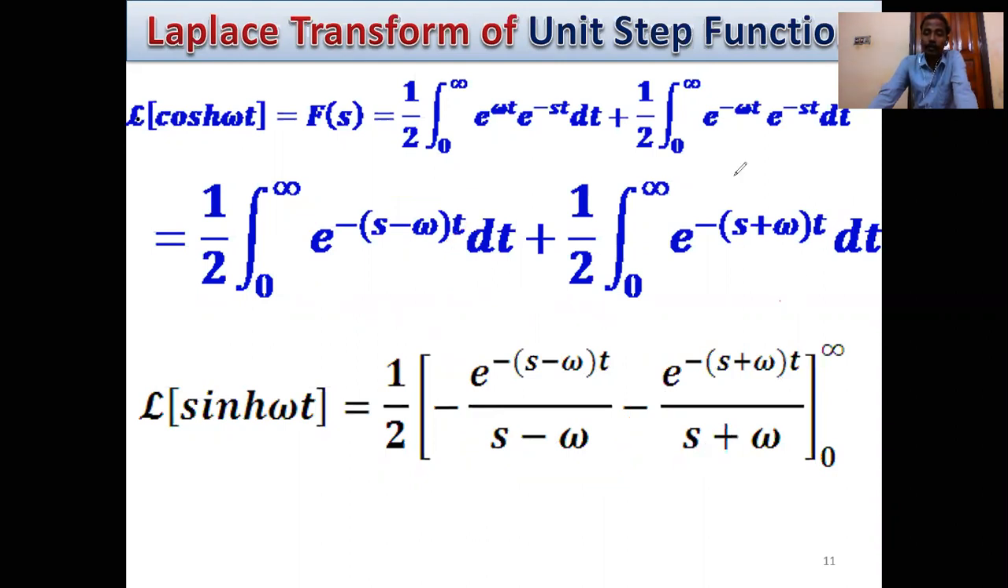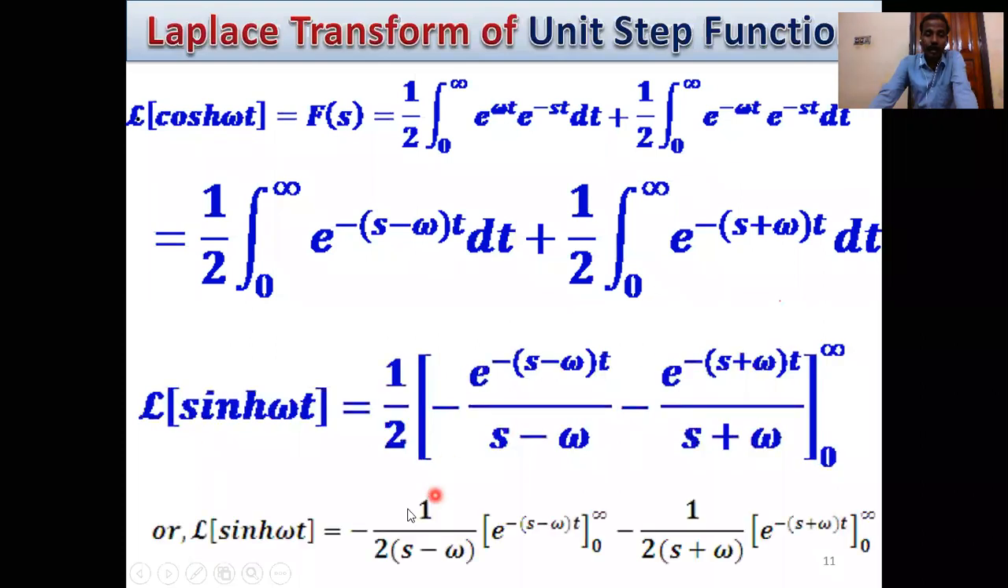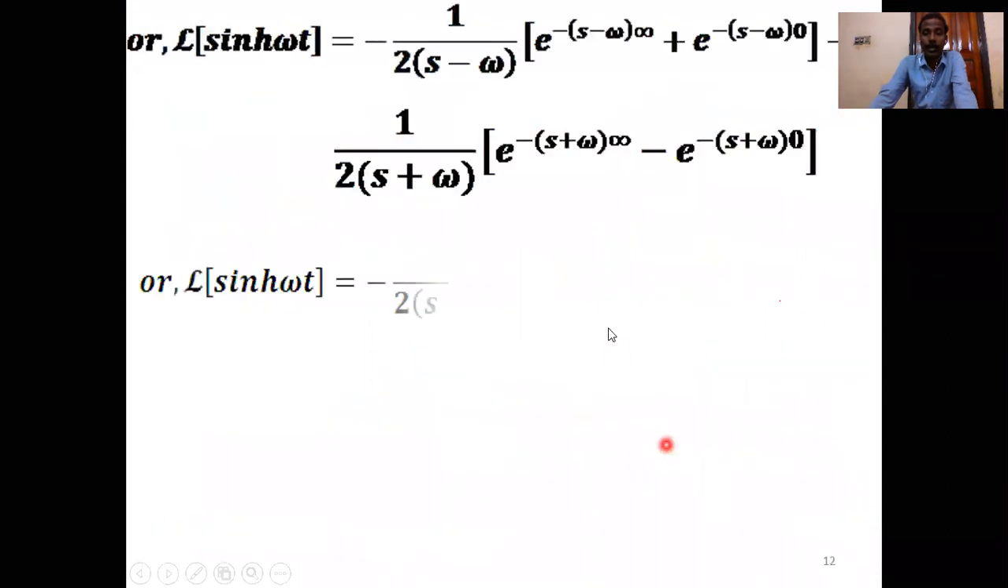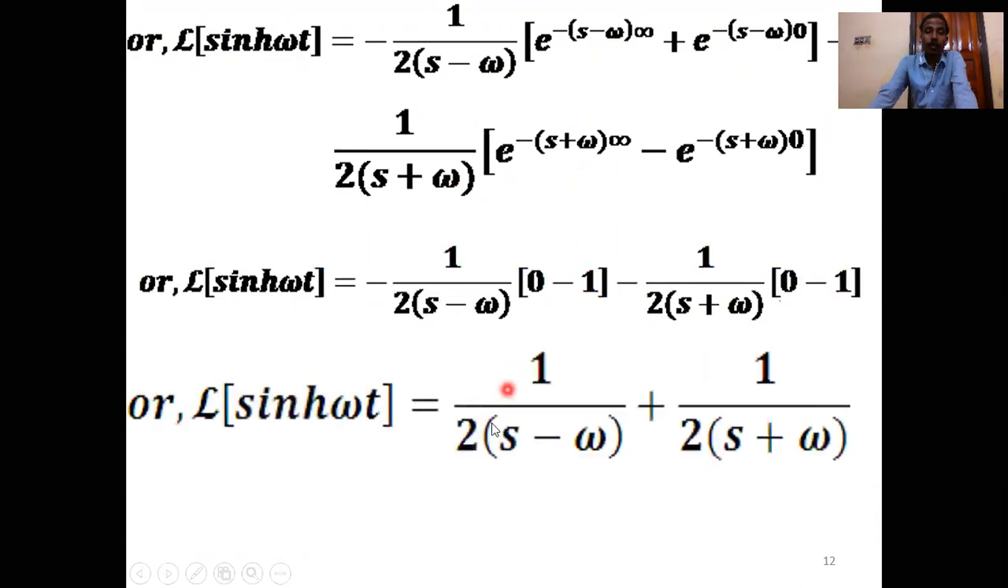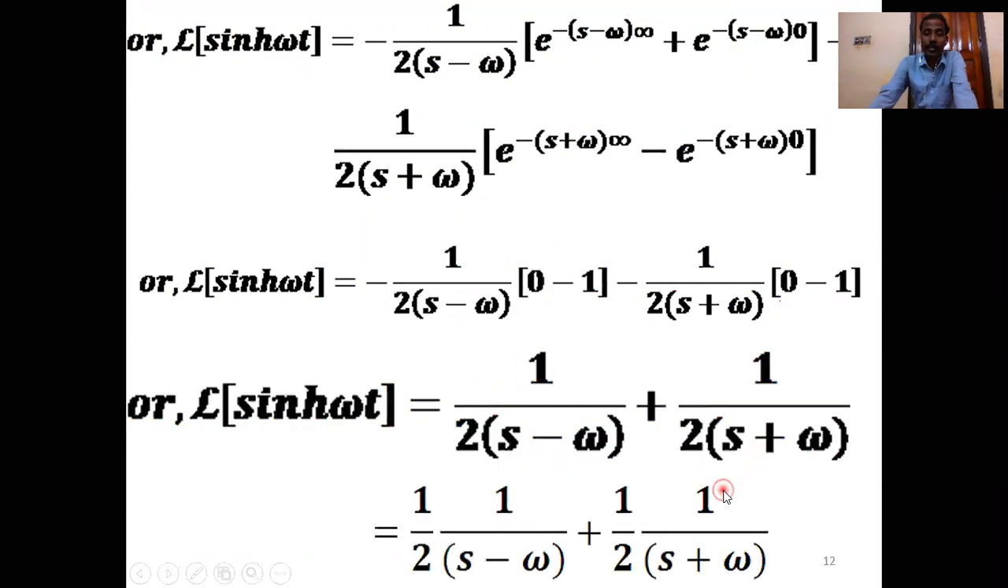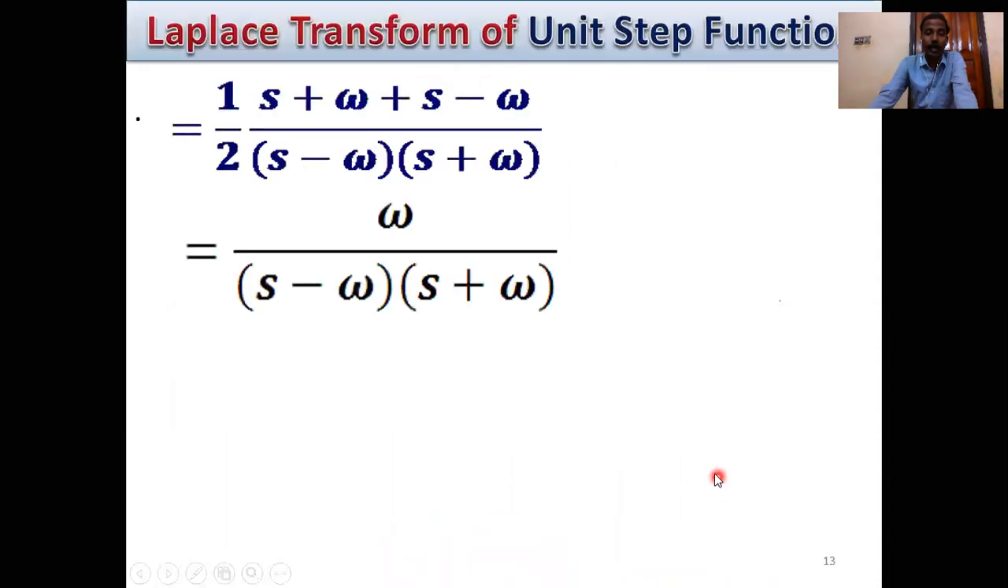And we get, this is the common factor, minus 1 by 2 into s minus omega, and then put t equals to infinity and t equals to 0. Second case also t equals to infinity and t equals to 0. And we get, this is the first value 0, second value 1, and again first value 0, second value 1. Then 1 by 2 into s minus omega plus 1 by 2 into s plus omega, just LCM, and we get the result omega by s minus omega into s plus omega.